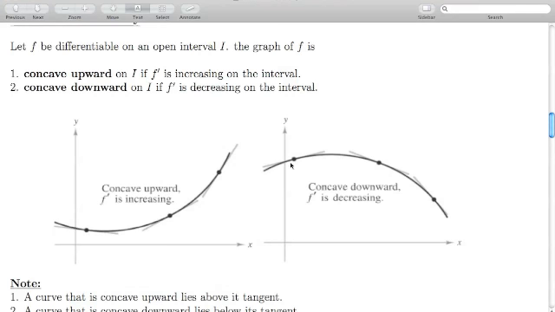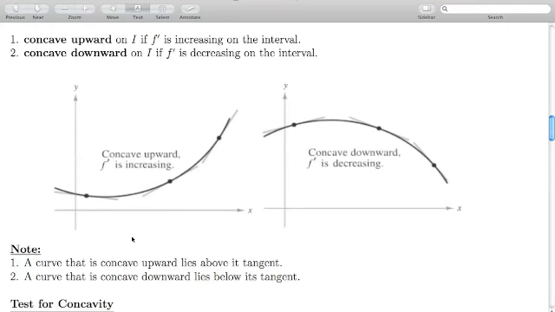And on the right, our f prime is decreasing. First it's slightly positive, then here your f prime is slightly negative, and then it's even more negative, so your f prime is decreasing. So this tells you that this function is concave down. So it's concave down, and you have f prime decreasing.